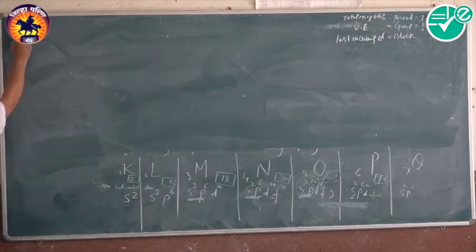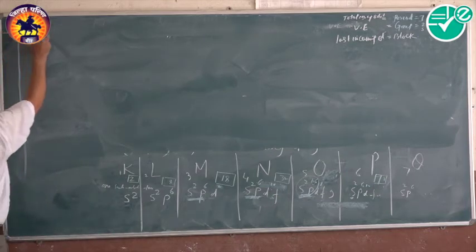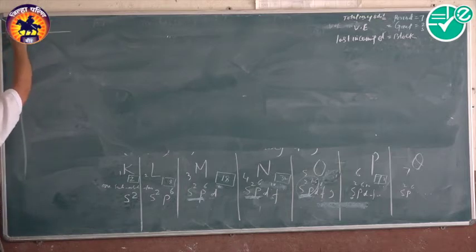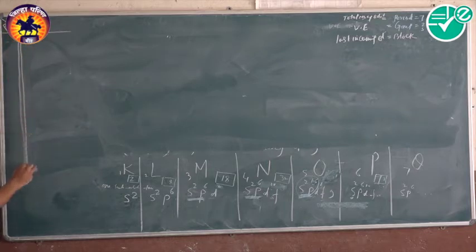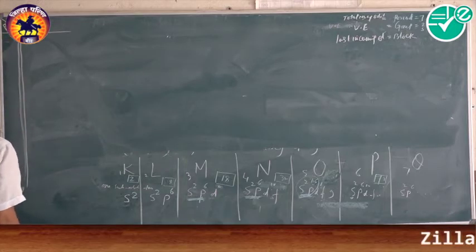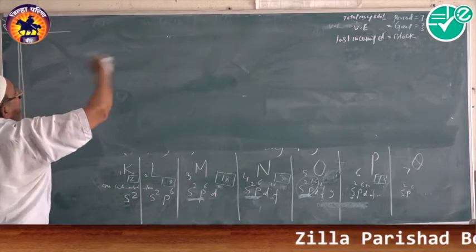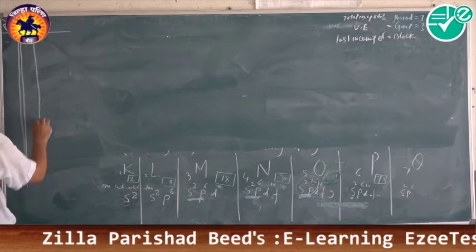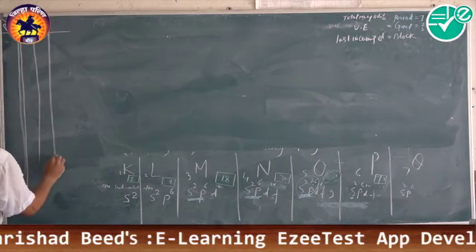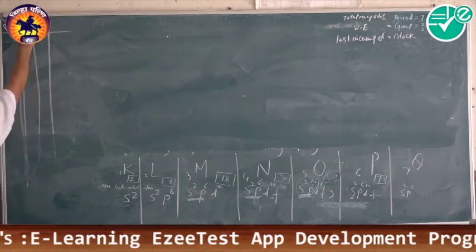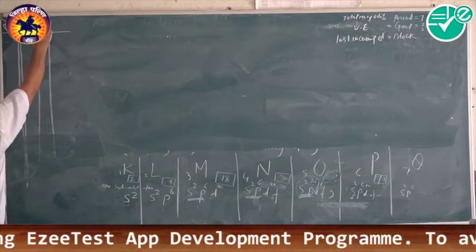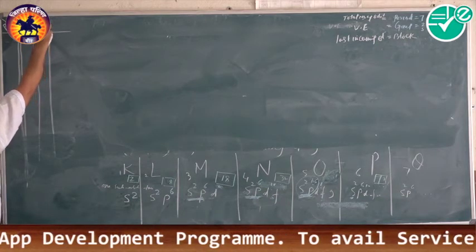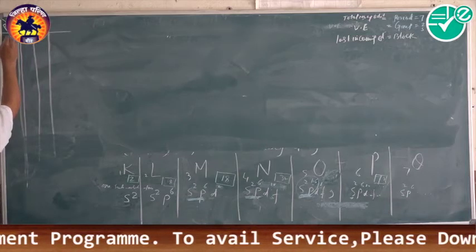See, this is group, this is period. The vertical line is group and the horizontal line is period. Okay? 1 and 2: first group, second group. And first period.